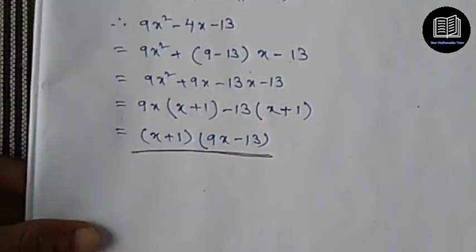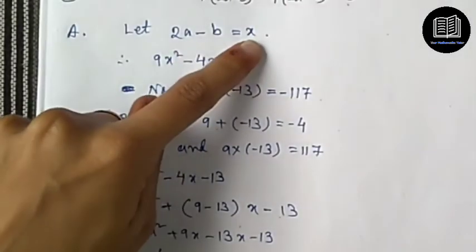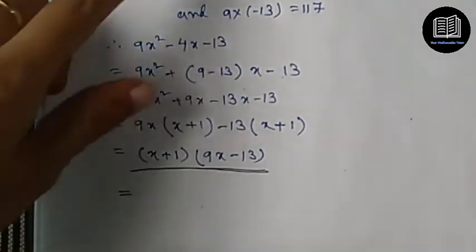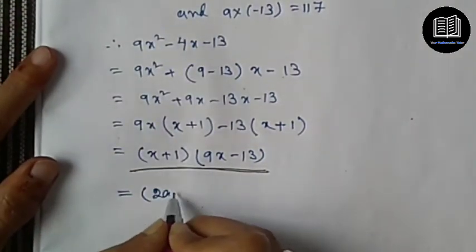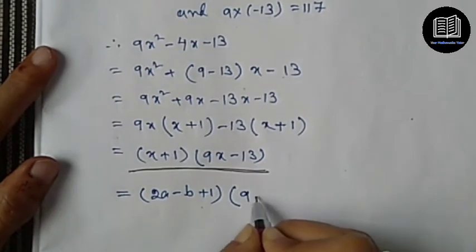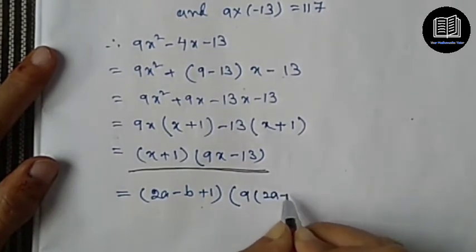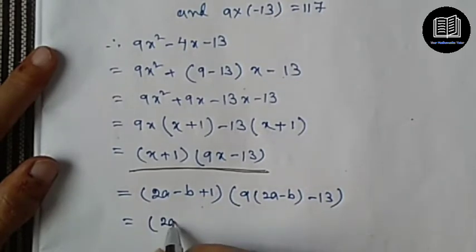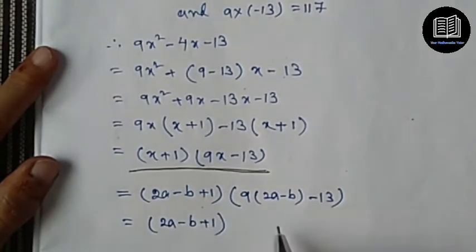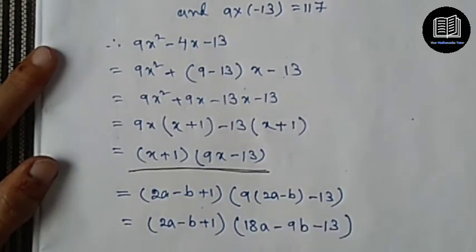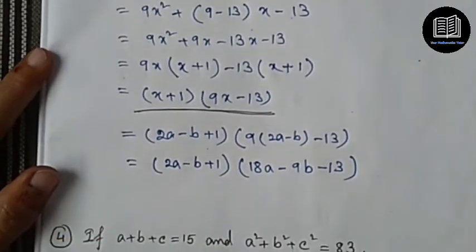Now see, we are assuming 2a minus b as x. So put the value of x as 2a minus b. 9 into 2a minus b minus 13. Hence 2a minus b plus 1 into 9 into 2 means 18a minus 9b minus 13. It is our factorization.